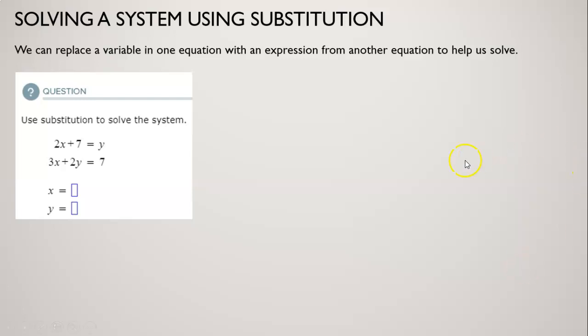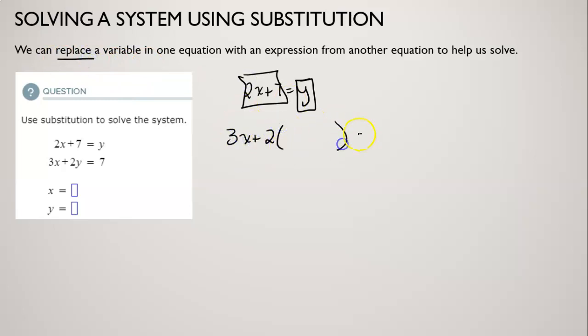You pause the video and try this one on your own. All right, welcome back. You should have noticed that that first equation already has y isolated. Y is the same thing as 2x plus 7. So that's telling me I can replace y in the other equation with 2x plus 7.